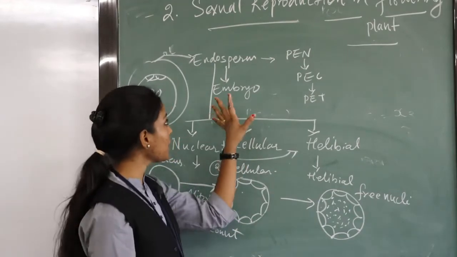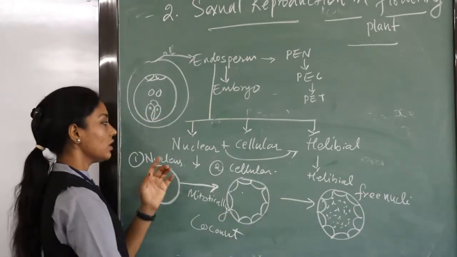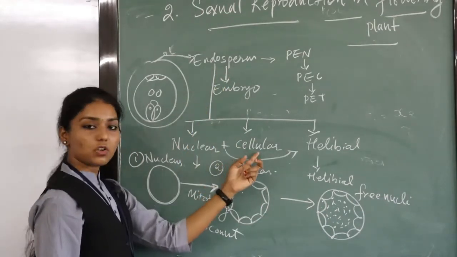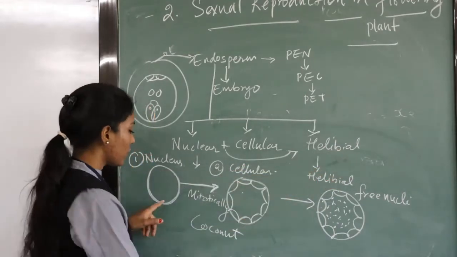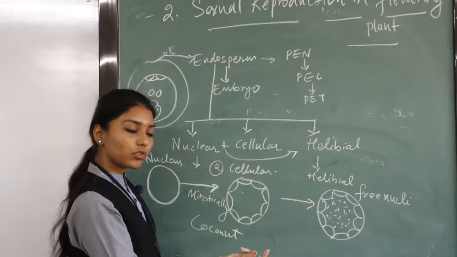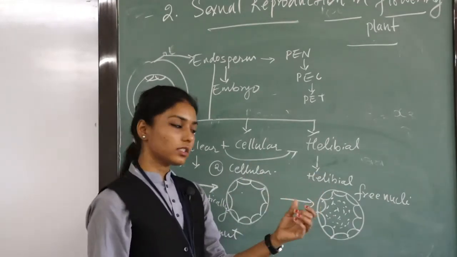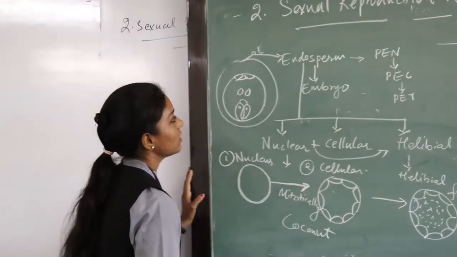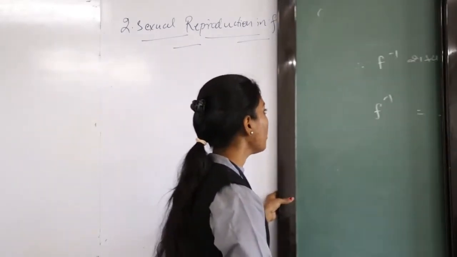I hope you are clear with the endosperm. Easiest we have told: nuclear endosperm, cellular endosperm and helobial endosperm. For coconut, the brown color part, and the white color का जो अंदर का होता है coconut, वो हो गया cellular endosperm, and then the water, that is free nuclei. Next we will see the embryo, I think we have also started with it.